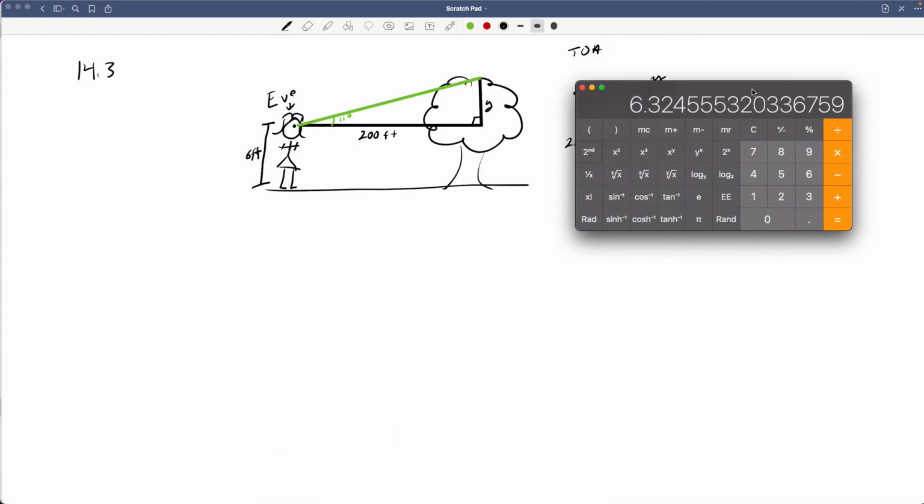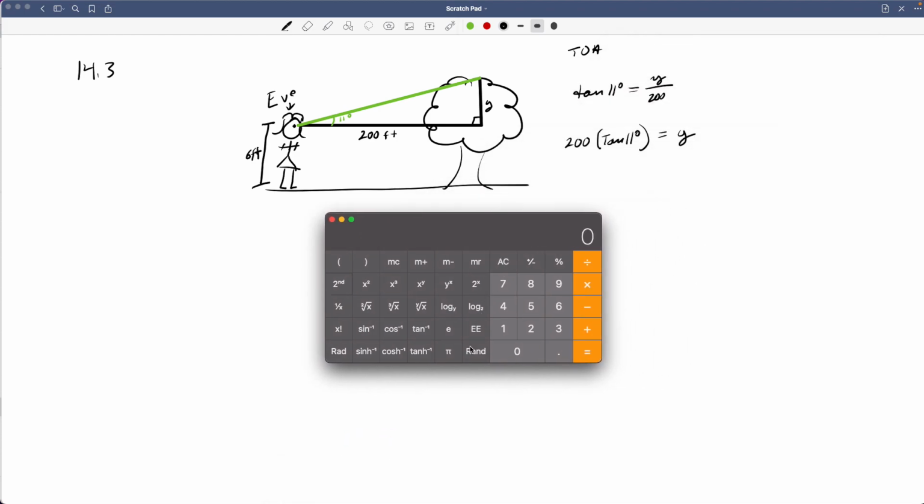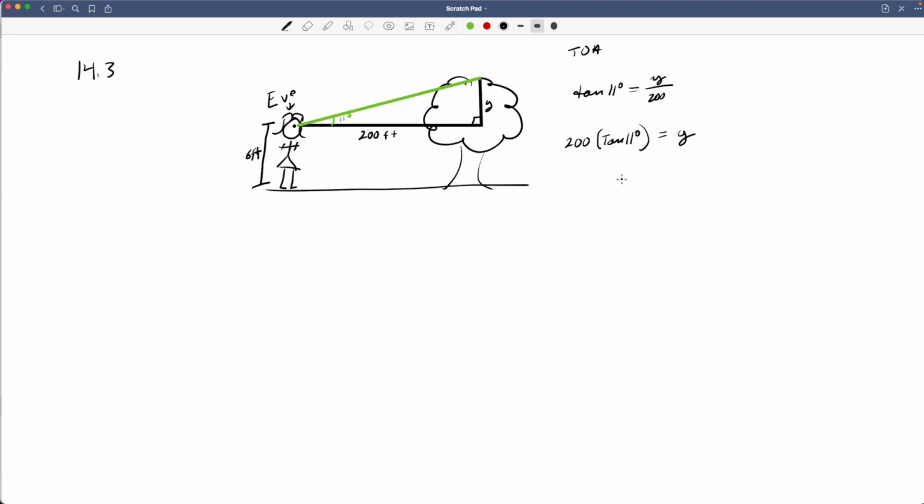We'll move it around so we can see better. I'm going to do what's in the parentheses first. So 11, let me take off the inverse, the tan of 11 times 200 is equal to 38.876. Can we round the 7 up? Yes, this is a 6, so we can round that up to an 8. So 38.88, 38.88 feet.